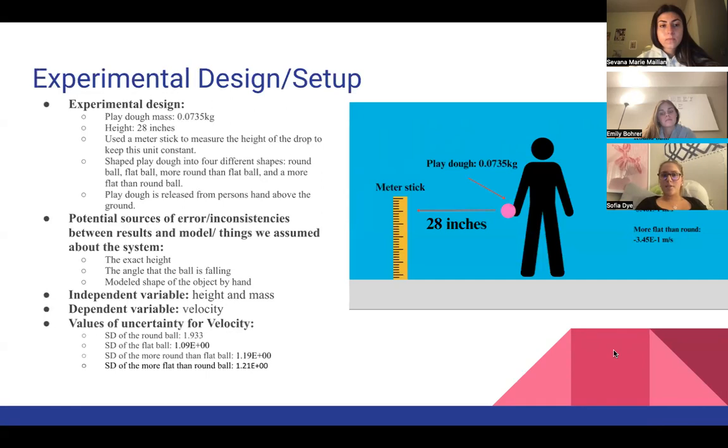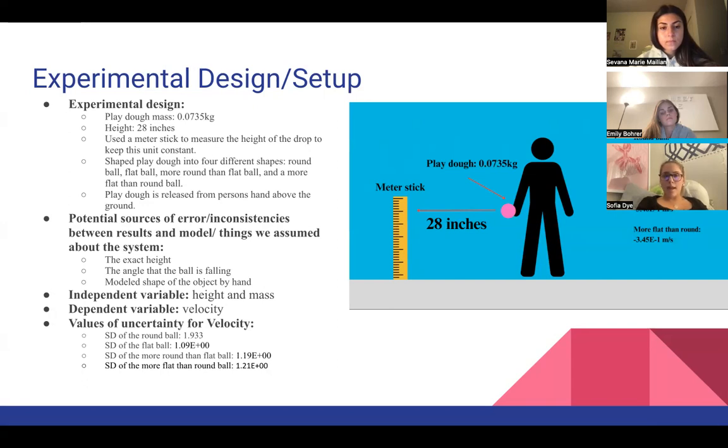For the experimental design and setup, we had a ball of Play-Doh that had a mass of 0.0735 kilograms, and we had a person standing holding the Play-Doh that was formed into four different shapes: a round ball, a flat ball, a more round than flat ball, and a more flat than round ball. And the person stood there and used their hand to hold the Play-Doh at a height of 28 inches using a meter stick, in order to keep this constant.